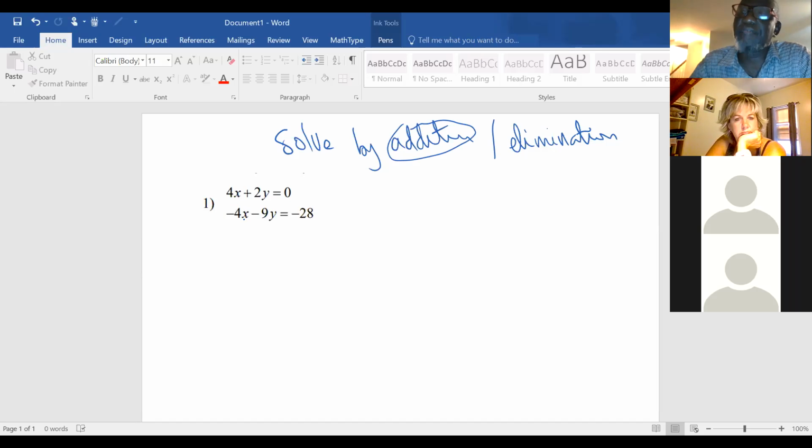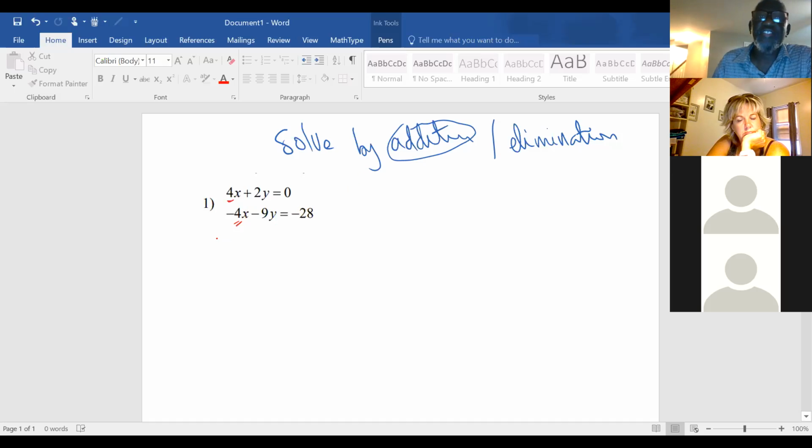What is that variable? X. X has two opposite numbers in front of it, right? X has 4 in the first equation and -4 in the second equation. So this system is ready. Every time you see that, you say your system is ready. And if you don't see that, you have to do something to get something like that, you see?